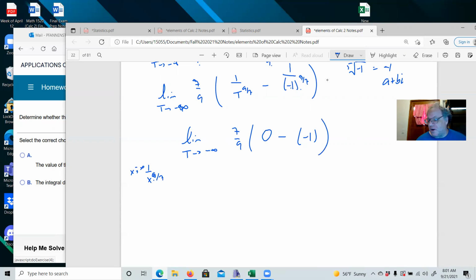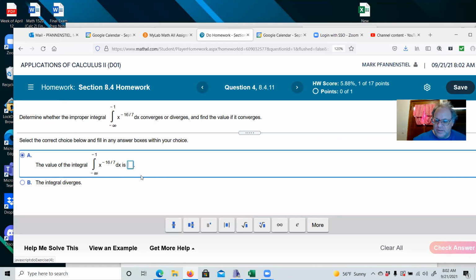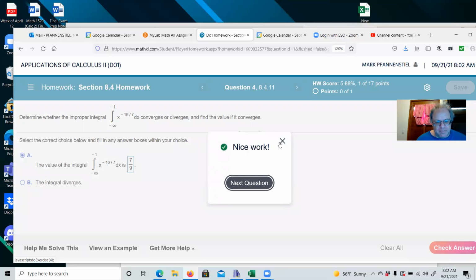Okay. And then we are set to say this is 7/9. 0 minus a -1, which is 7/9. All right. So the integral converges. It converges to a value of 7/9, and we are set. Okay. So we're going to go ahead and say we have 7/9. Right. Check. Hooray.